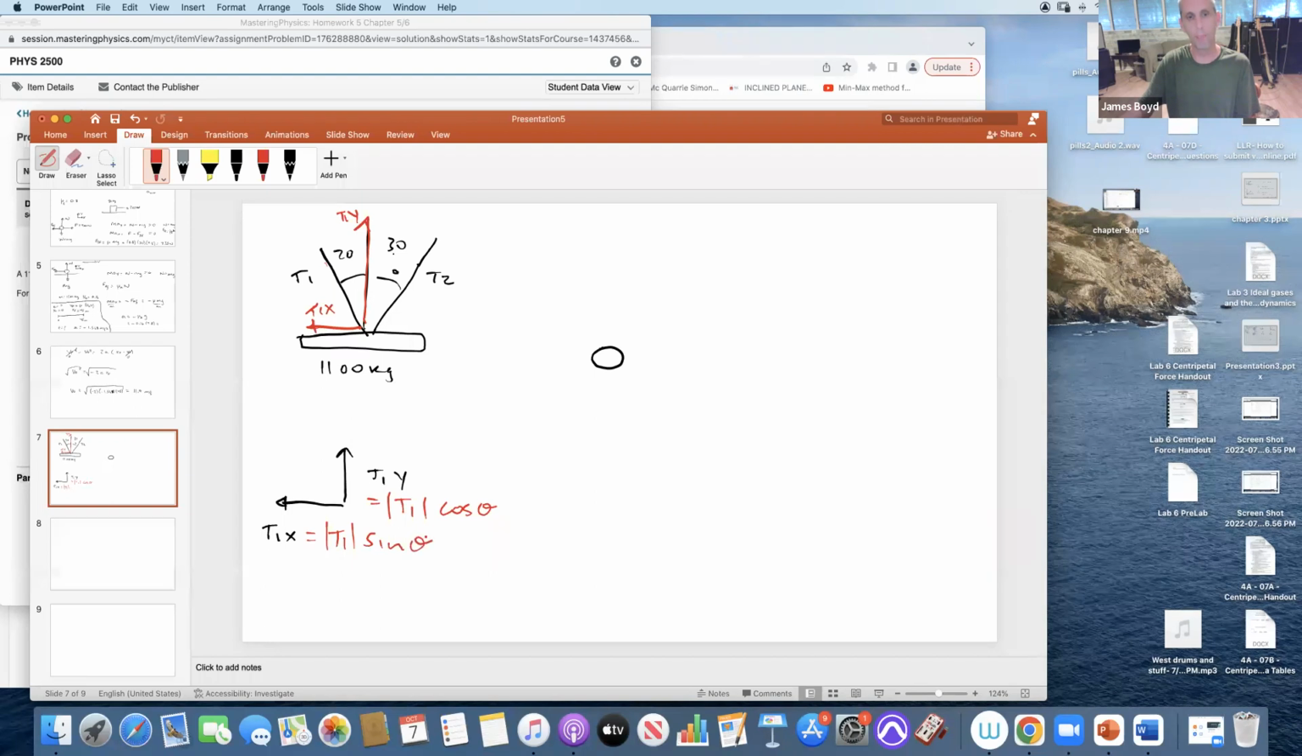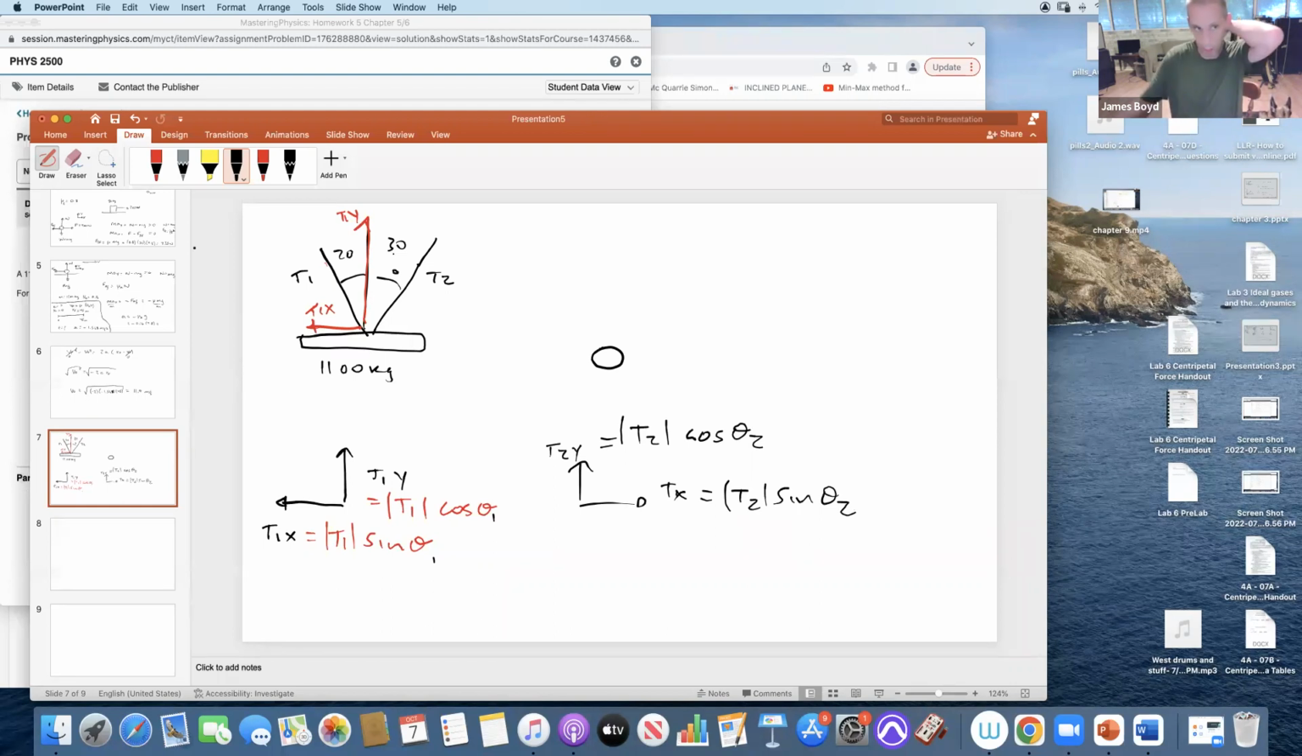It's a little different. Now, for T2, it's the same thing, except remember that they have different angles. So this is T2 cosine of angle 2, and this is T2 sine of angle 2.